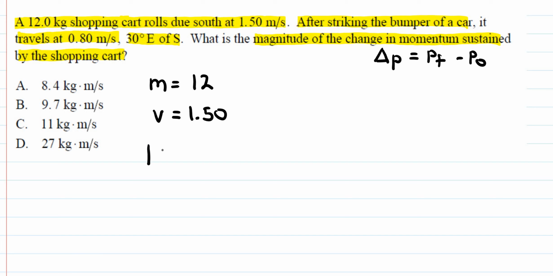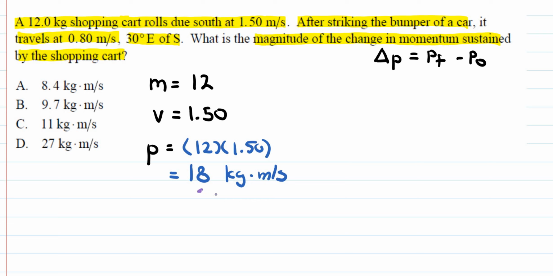If we go ahead and find the momentum here, momentum is just mass times the speed, which is 12 times 1.50. And if we calculate that, the momentum that we get here is going to be 18, and the units are kilograms times meters per second. And the direction here is going to be in the south direction. Right, so that is your initial momentum right there, 18 kilograms times meters per second in the south direction.